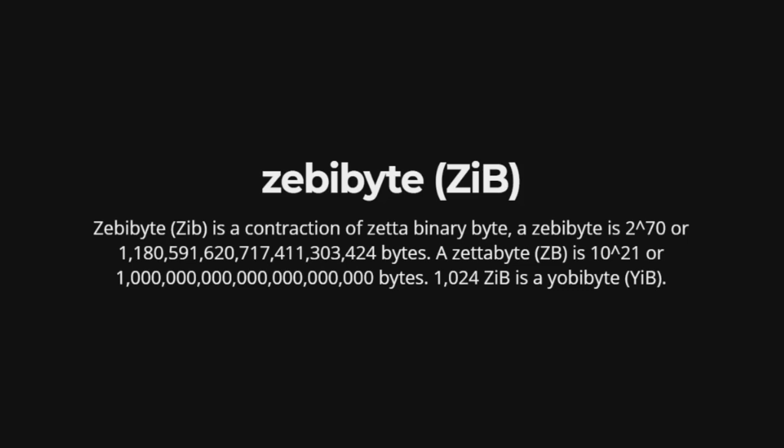Zebibyte, ZiB. Zebibyte, ZiB, is a contraction of zetta binary byte. A zebibyte is 2 to the power of 70th or 1,180,591,620,717,411,303,424 bytes. A zettabyte, ZB, is 10 to the power of 21st or 1,000,000,000,000,000,000,000 bytes. 1024 ZiB is a yobibyte, YiB.